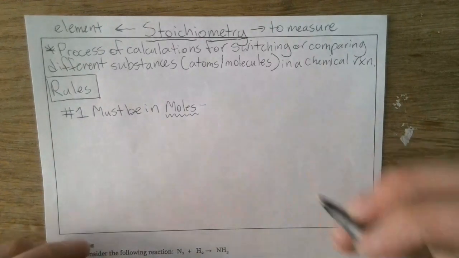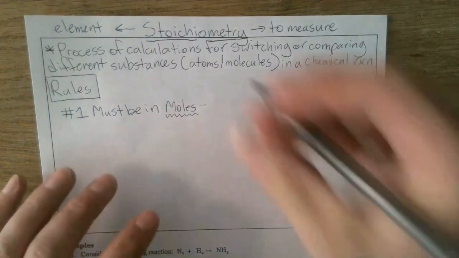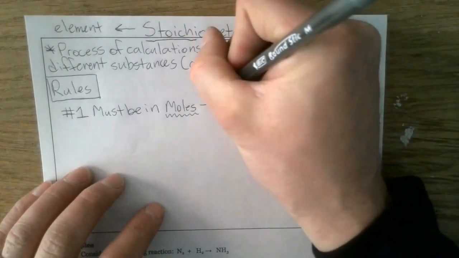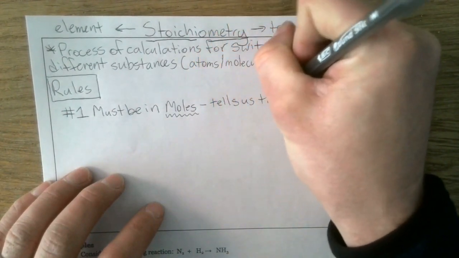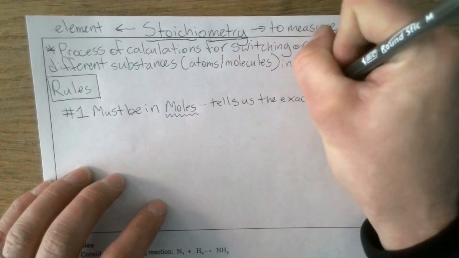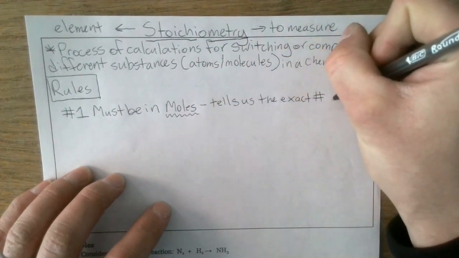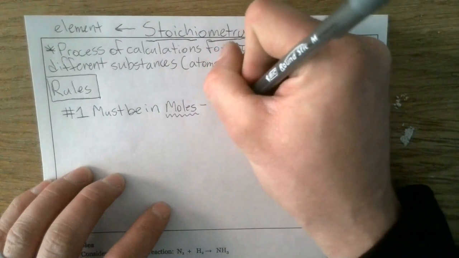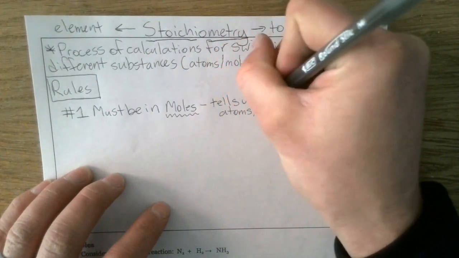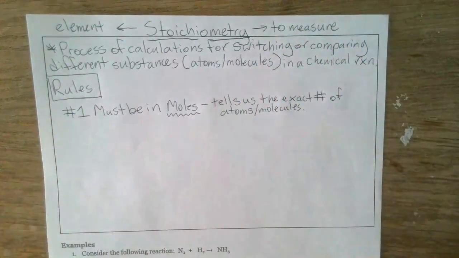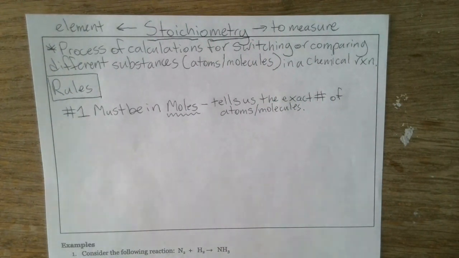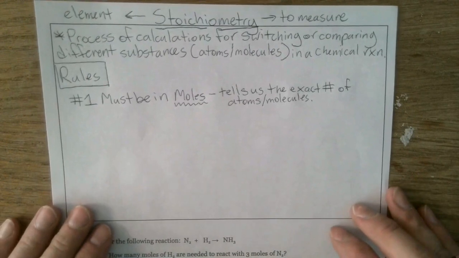So if you remember correctly from first semester, when we talked about what a mole specifically is, a mole tells us the exact number of atoms or molecules. So if you remember, that was the 6.02 times 10 to the 23rd, that really huge number that allows us to be able to measure something that is microscopic, that we can't actually see with our naked eyes.